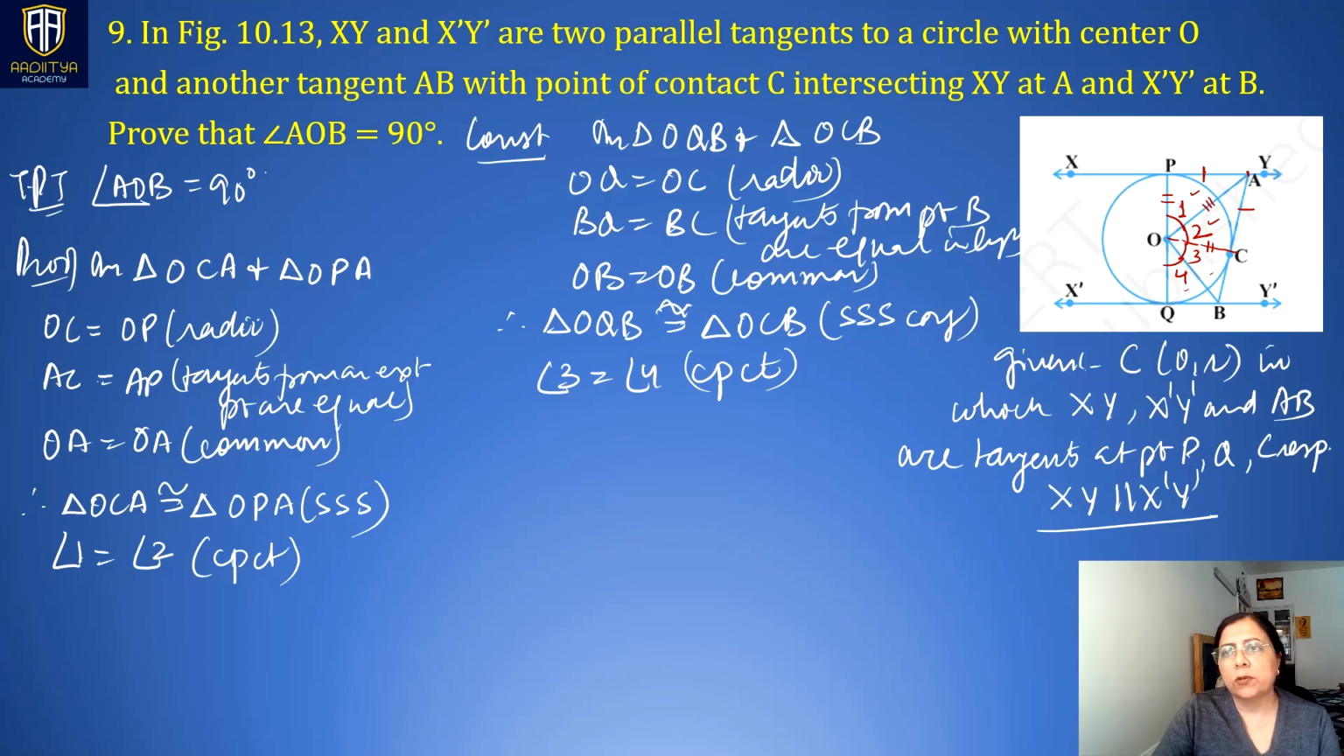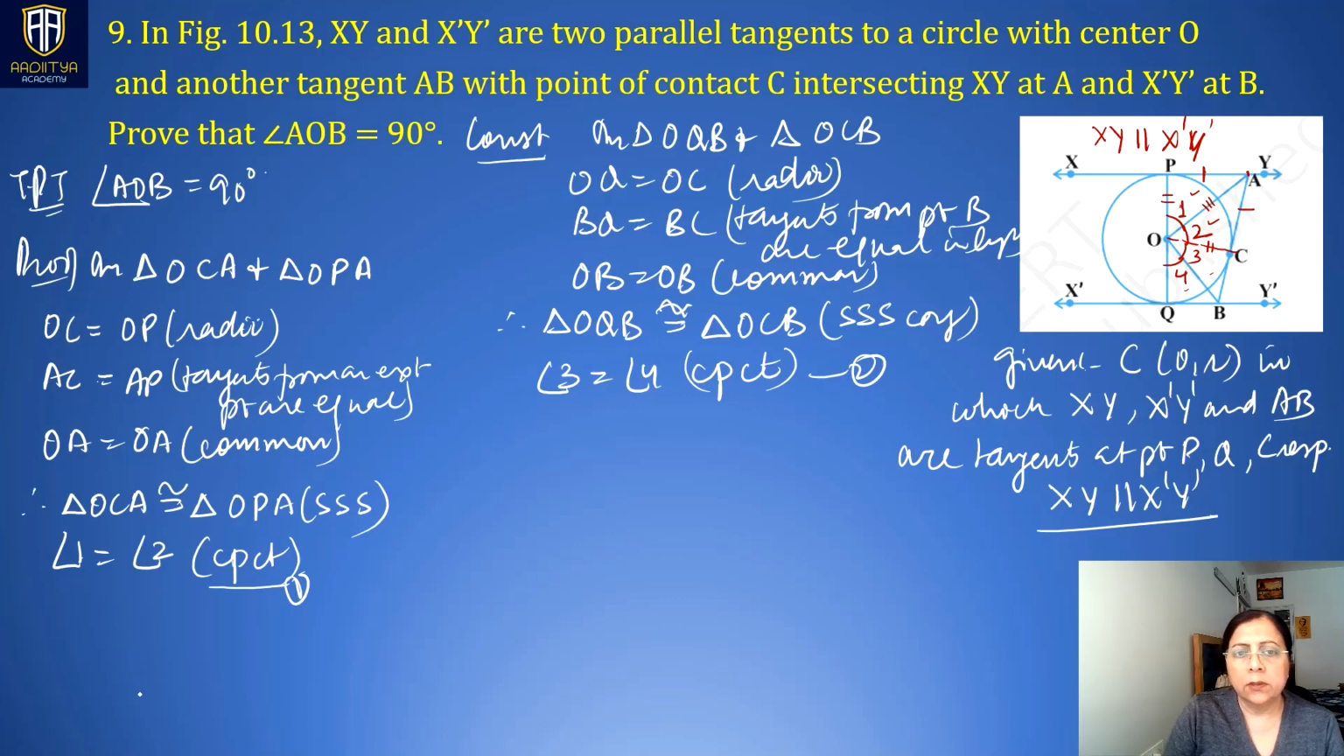So now we have got angle 1 is equal to angle 2 and angle 3 is equal to angle 4. Let this be the first equation and let this be the second equation. Now we have to see that line PQ is here, but it is not given that this is a straight line. We know that XY is parallel to X'Y', and we have to use this to prove that PQ is a straight line. How can we do that?